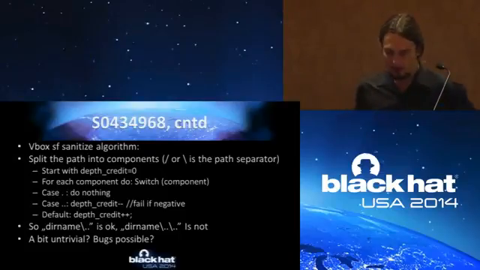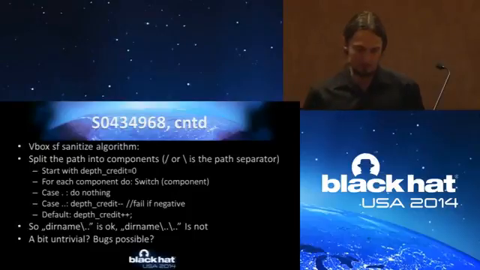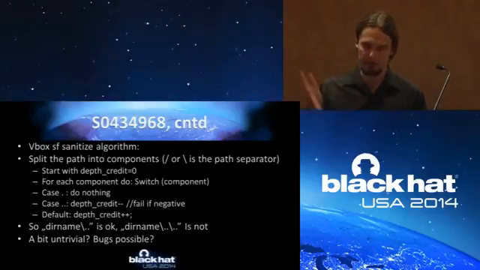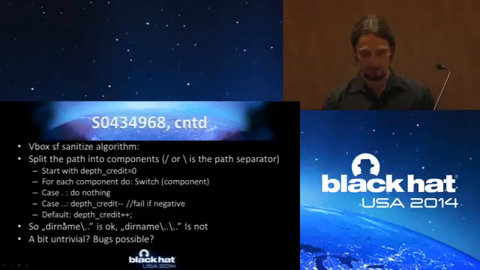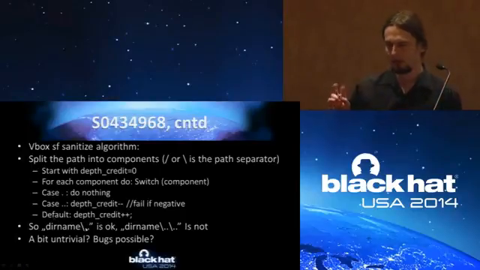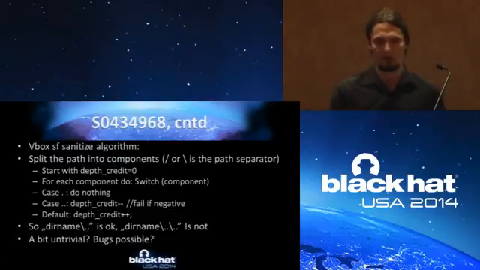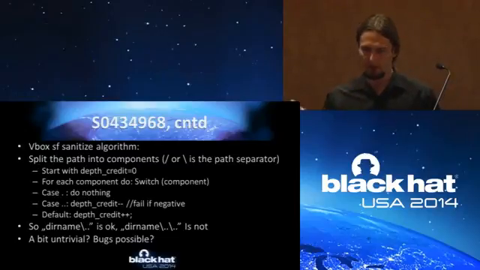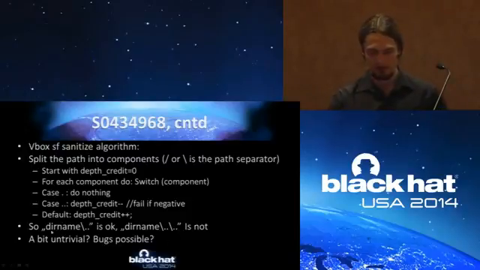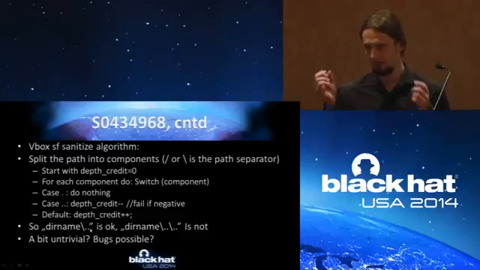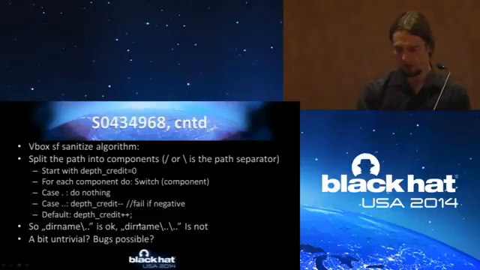How it's done in the case of VirtualBox is a little bit too complicated. Essentially, you break the incoming path from the guest into components by splitting it at the slash or backslash, and you count the number of normal path components, like a directory name, and the double dot components. If there are fewer double dot components than normal ones, then you accept. If not, then you deny. So this path, dirname slash double dot, is okay because you have one double dot component and one normal component, and the other is not, because you have too many double dot components.